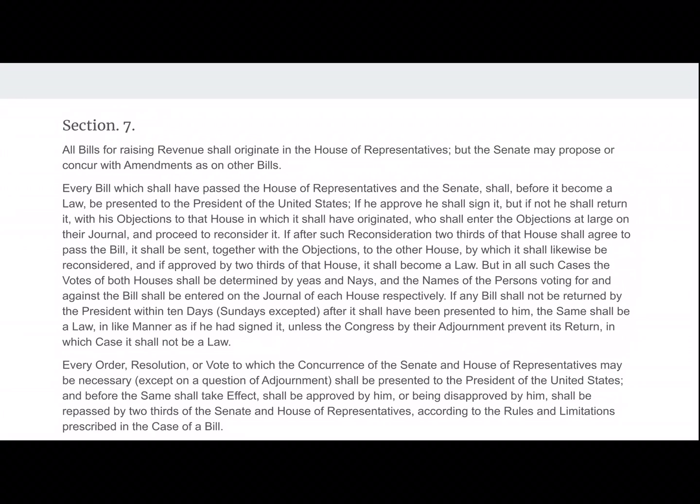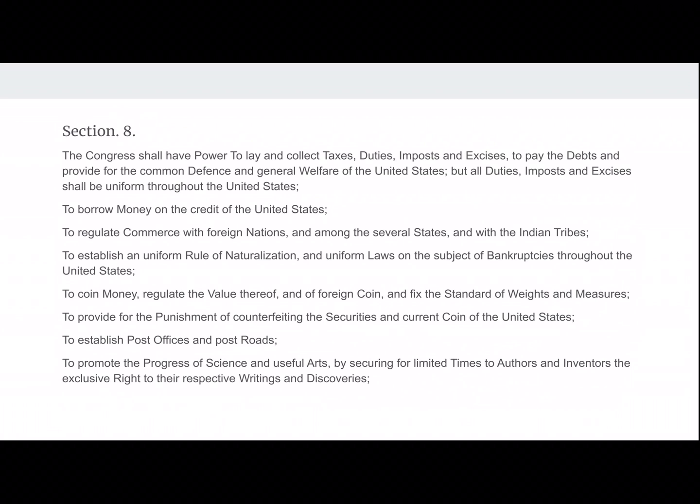So it's basically saying this is the check and balance, right? Congress makes the bill, and the president will have to sign it. All right, this is one of the most important things, even though it's a bit dry. Section 8. These are the rules. These are the rules that Congress makes.